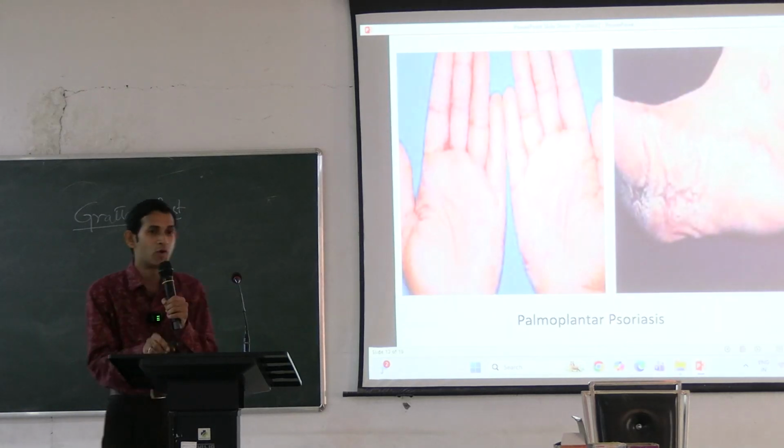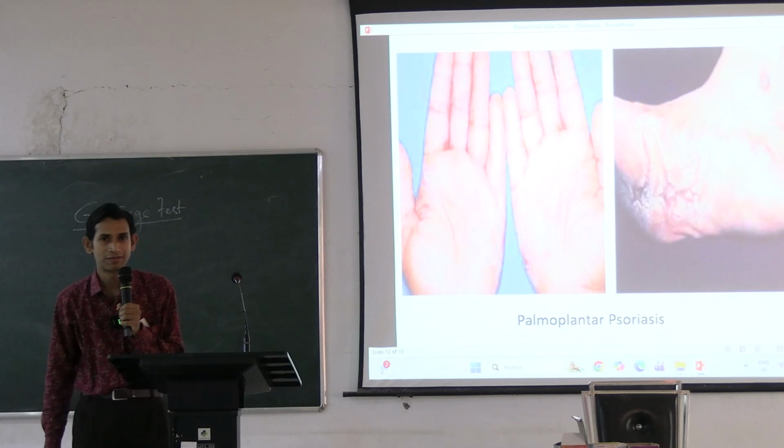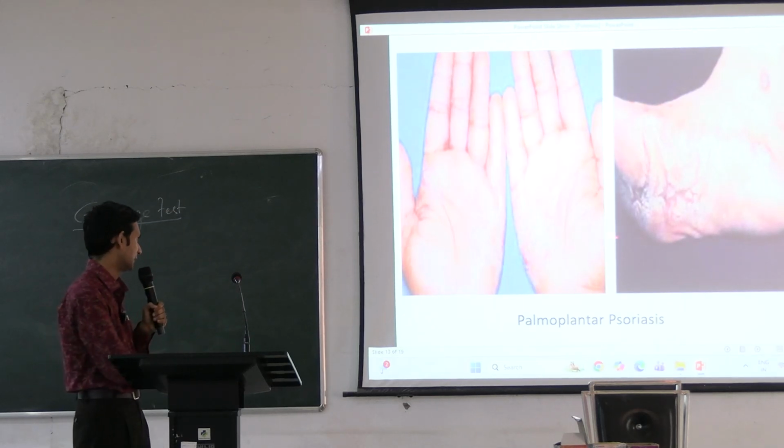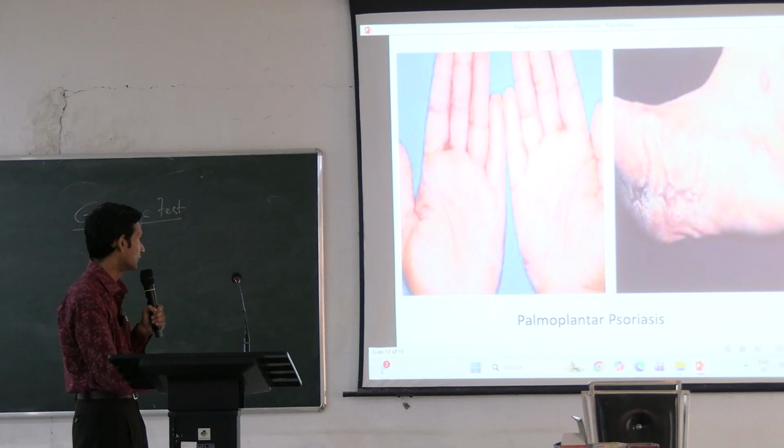Now coming to palmoplantar psoriasis. When psoriasis affects the palm and sole, this is known as palmoplantar psoriasis. You can see erythematous scaly plaque, well-demarcated plaque, dry lesion, most commonly found on the palm as well as the sole. You can also see the fissuring of the soles. This is a very important characteristic feature of palmoplantar psoriasis.